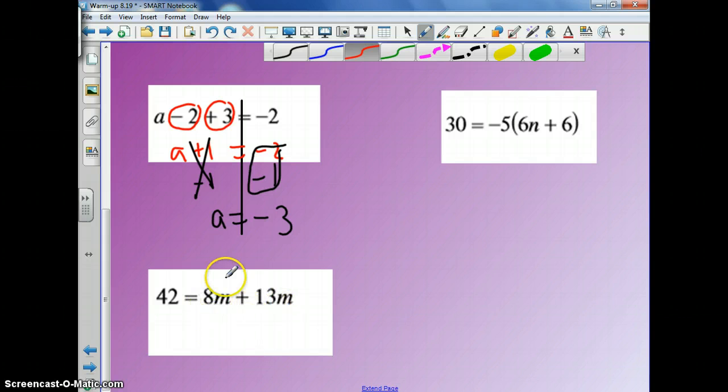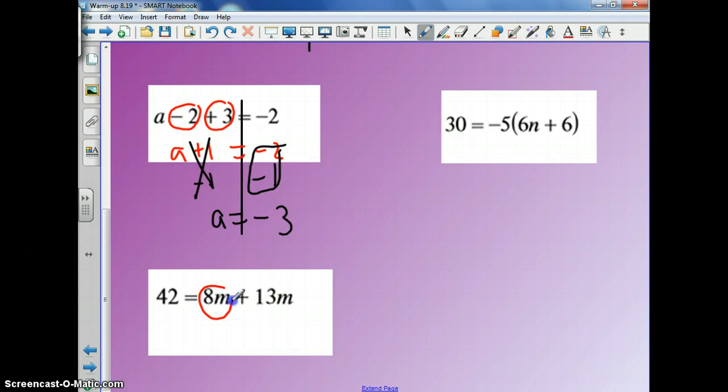If you look at this one, how many numbers are here? Just 2, right? So it looks like a normal two-step. What's different? That's a variable. Yeah, we both have an m, so let's put our m's together before we do anything else. Makes it easier on us.